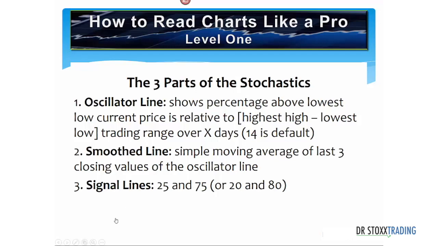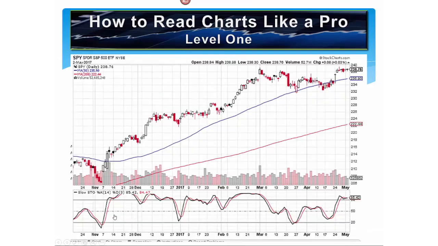Now, let's look at the stochastics indicator, and we'll tell you how to read the stochastics. Here is stochastics down below, just as we had MACD down below. Here's a narrower range view of the SPDR SPY S&P 500 ETF. And we can see that our percentage K, that's our oscillator line, is set at 14.